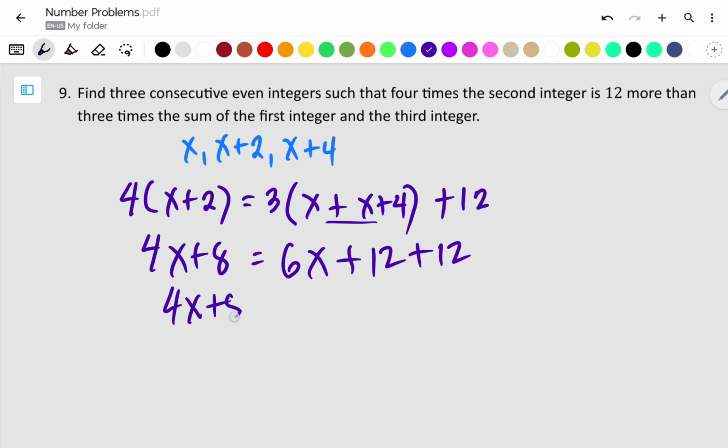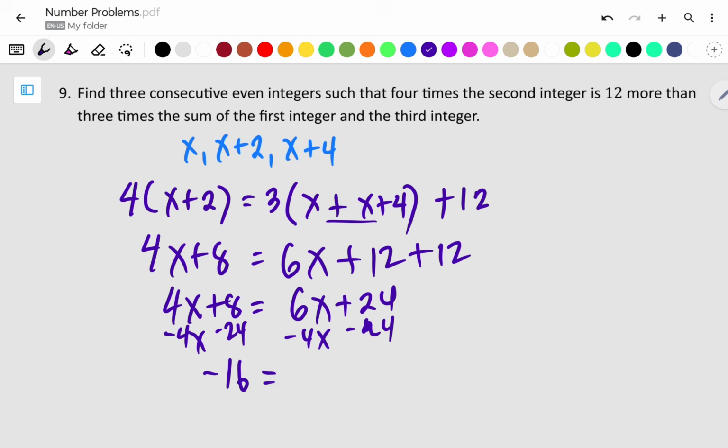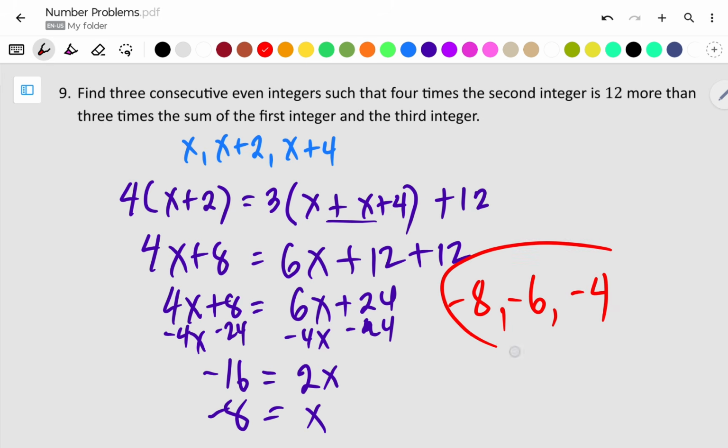So 4x plus 8 equals 6x plus 24. Minus 4x, minus 4x, minus 24, minus 24. That's negative 16 equals 2x. Divide by 2, x equals negative 8. So if the first one is negative 8, x plus 2 is negative 6, and then negative 4.